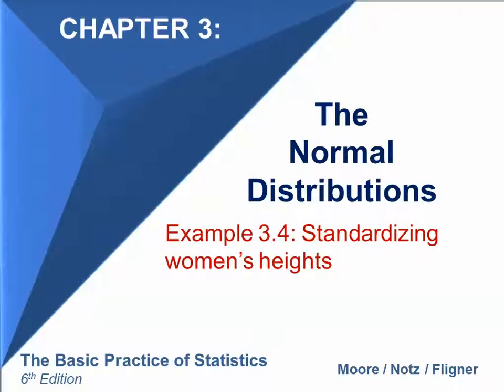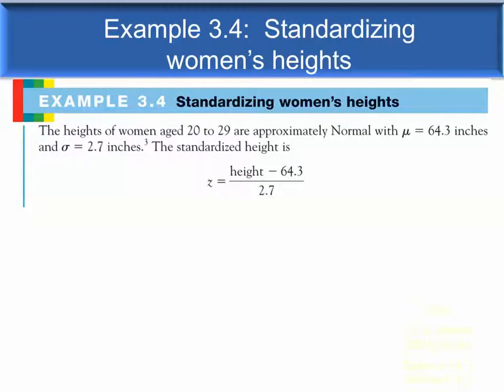In this video, we're going to talk about example 3.4 from our textbook, standardizing women's heights. In this example, they say the heights of women aged 20 to 29 are approximately normal with mu equal to 64.3 inches and sigma equals 2.7 inches. So they're giving us all the information that we need to be able to do these calculations.